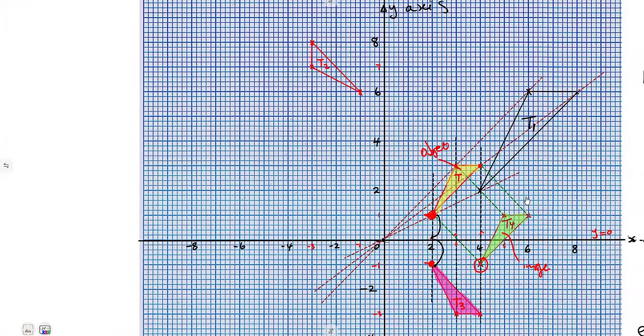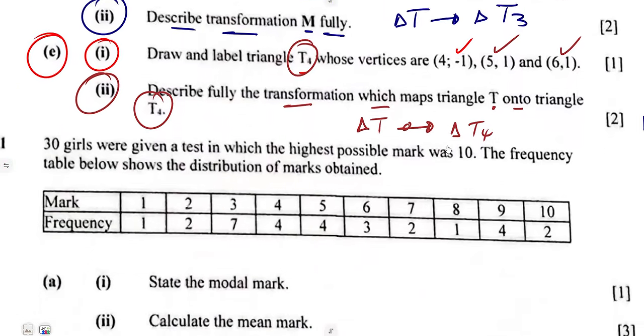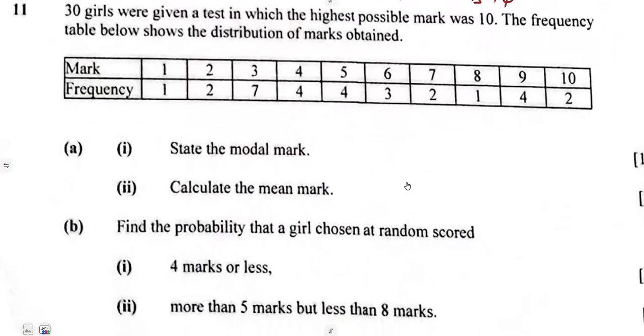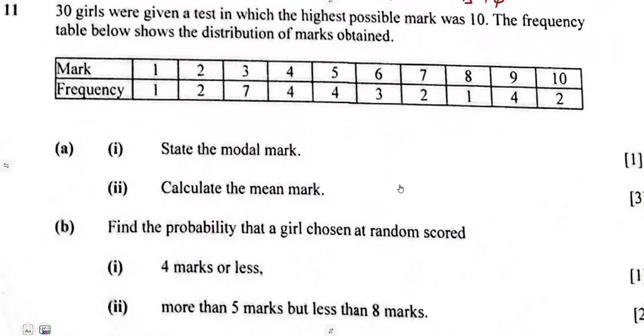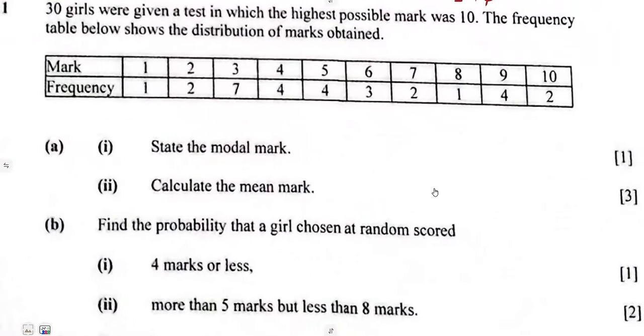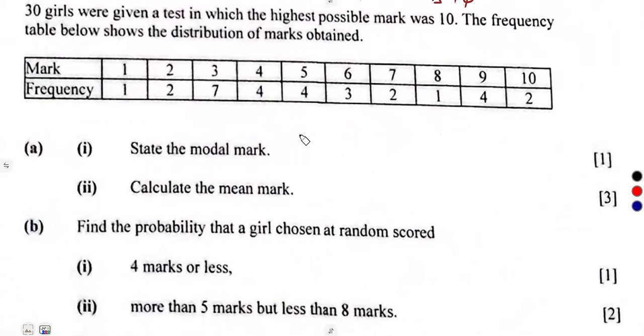All right. Now let us consider another part, question number 11. All right. This is our statistics. Question 11: 30 girls were given a test in which the highest possible mark was 10, right? So these are marks and these are frequencies. So the total here is 30 of them.